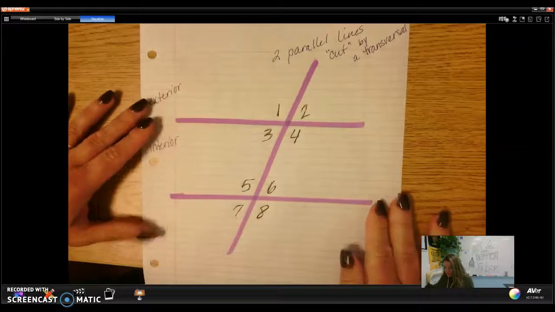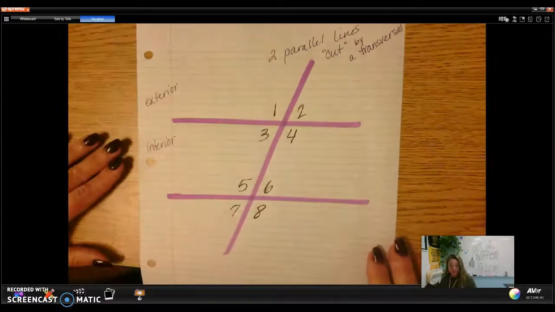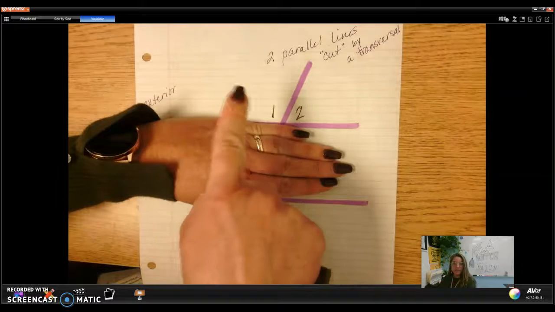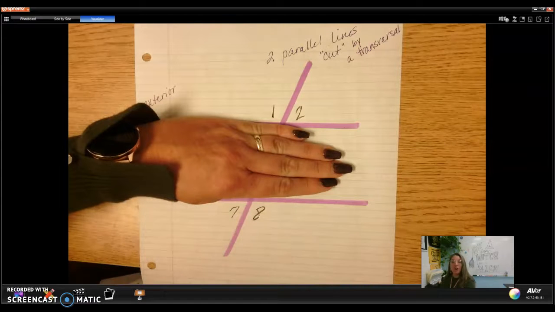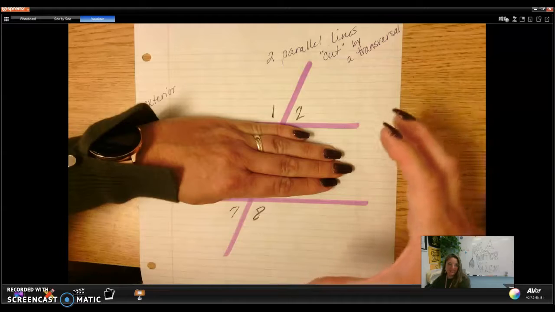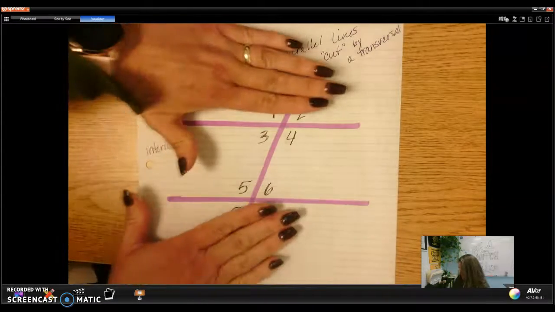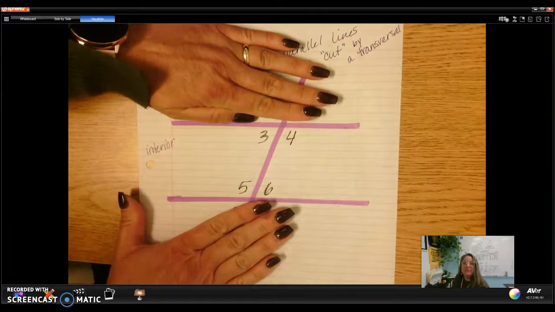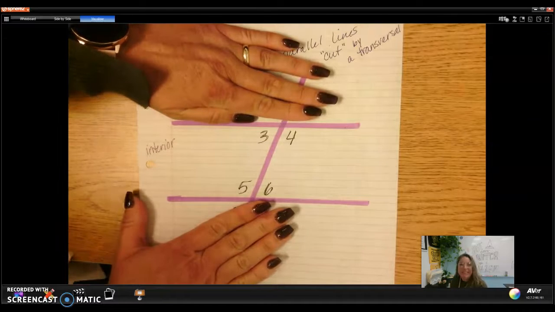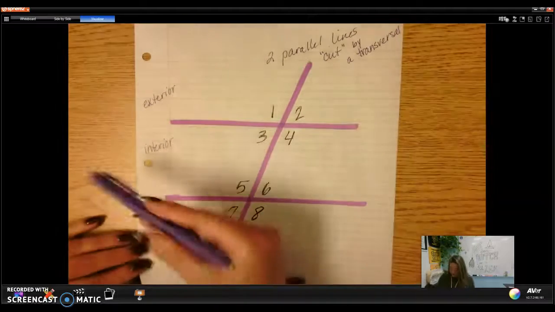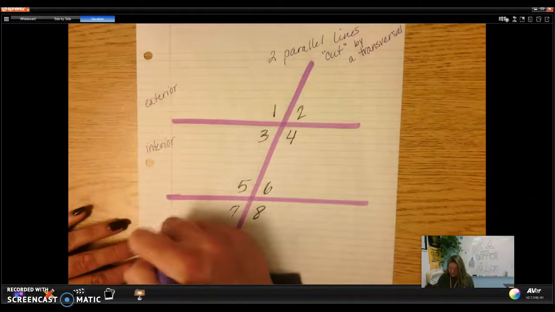So with the two parallel lines, okay, if I cover up what's on the inside, then angles 1, 2, 7, and 8 are called exterior angles because they're on the outside, okay? If I cover up the outside part, right, the angles that are on the inside, those are called interior angles. Okay, so interior angles are on the inside, exterior angles are on the outside. So these are also exterior.